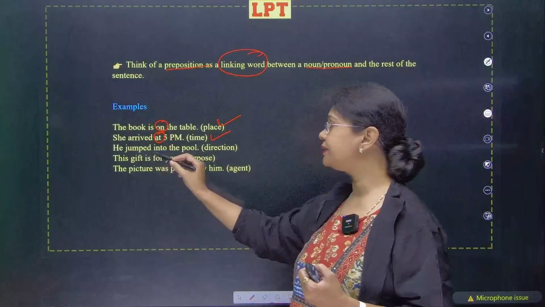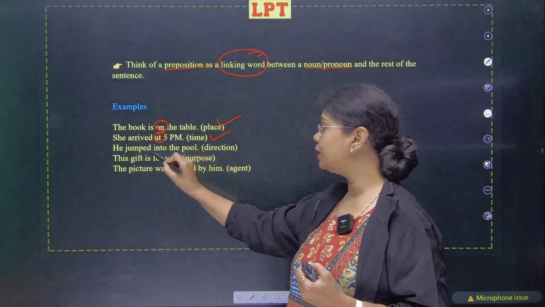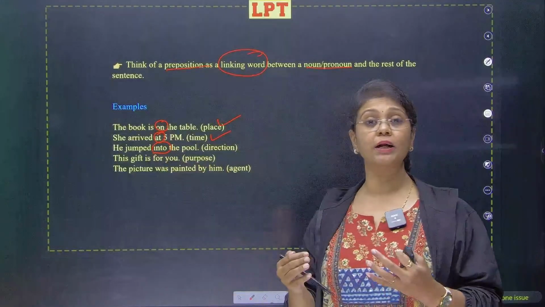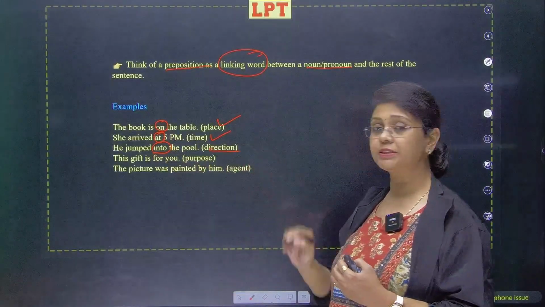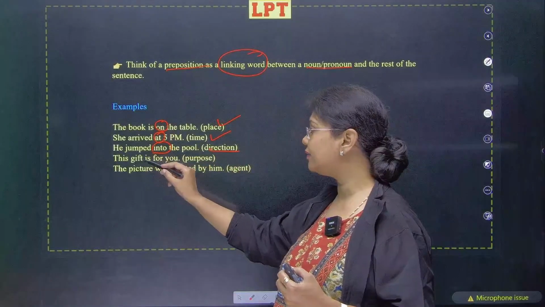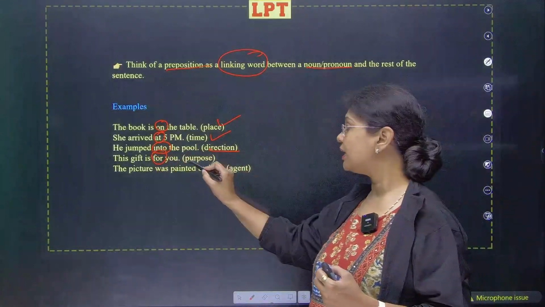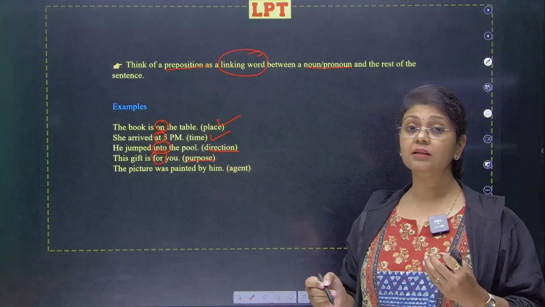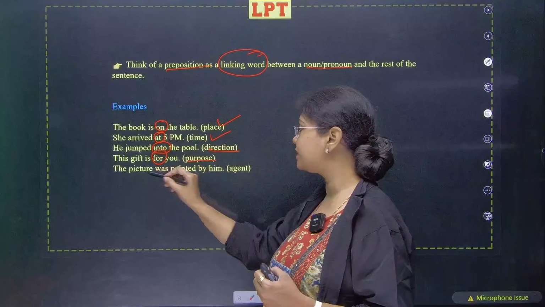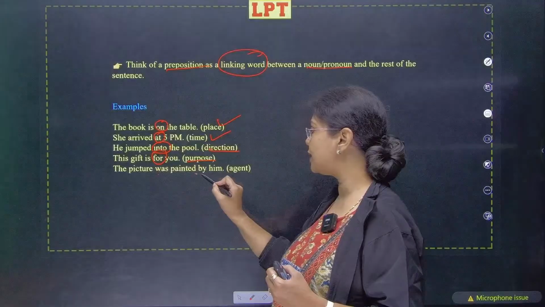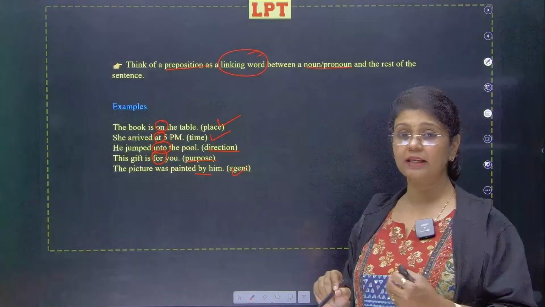In the third one, it says "he jumped into the pool". You have the word into. It shows direction. Then "the gift is for you". So for also becomes a preposition. It shows purpose. And last but not the least, "the picture was painted by him". So when you say by him, this signifies the agent.